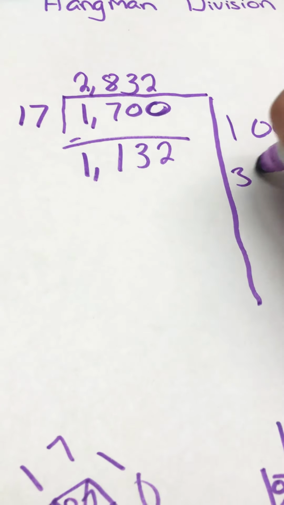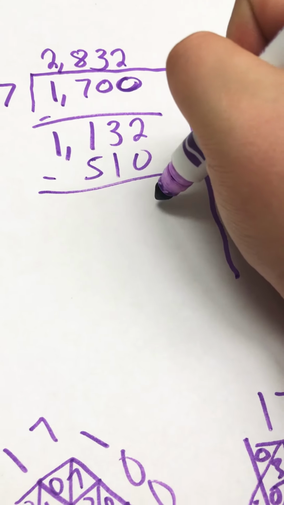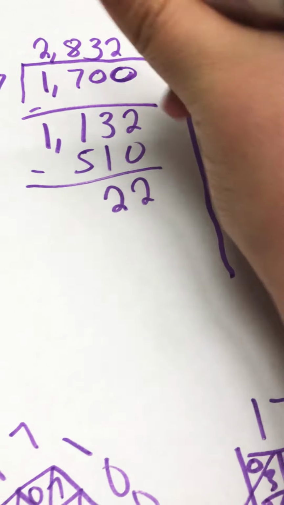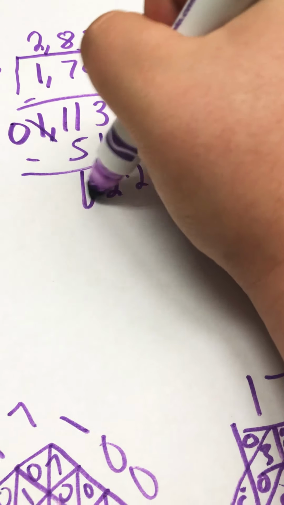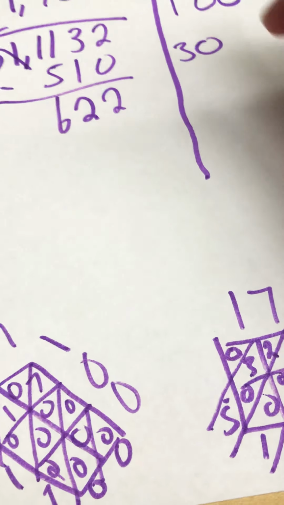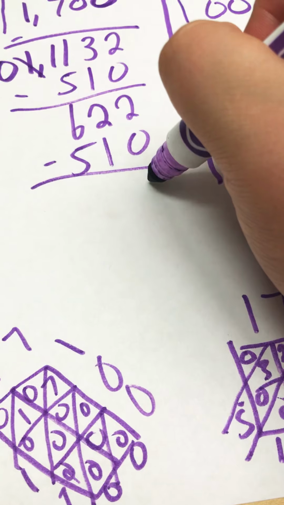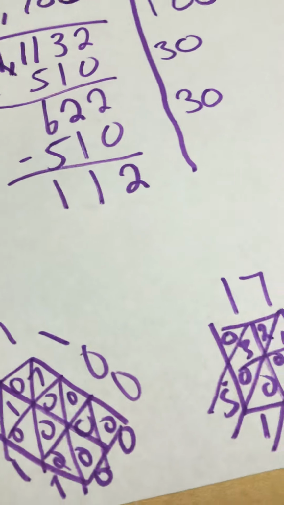We'll do 30 over here. We'll do 510. 2 minus 0 is 2. 3 minus 1 is 2. We can't subtract 5 from 1, so we have to borrow. So now we have 11, so 6. So 622, let's try doing 30 again because 510 was really close. So we'll do another 30 over here. Write 510 and subtract. So we've got 2, 1, 1, 112.